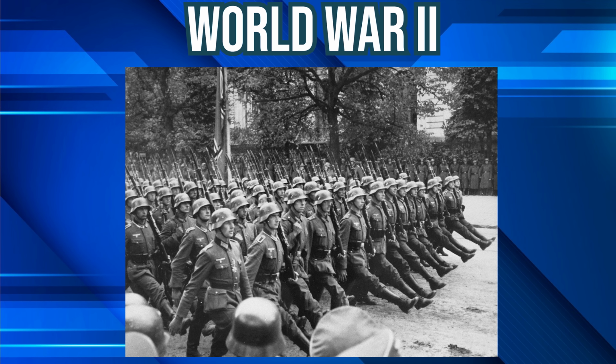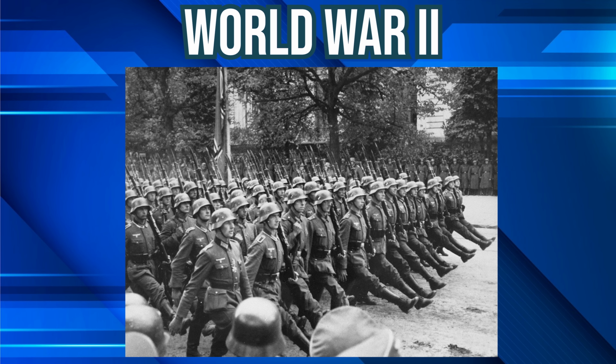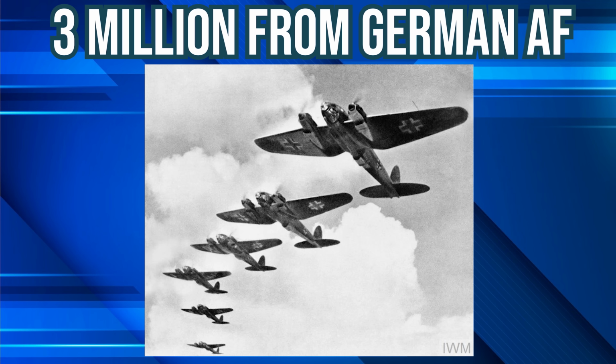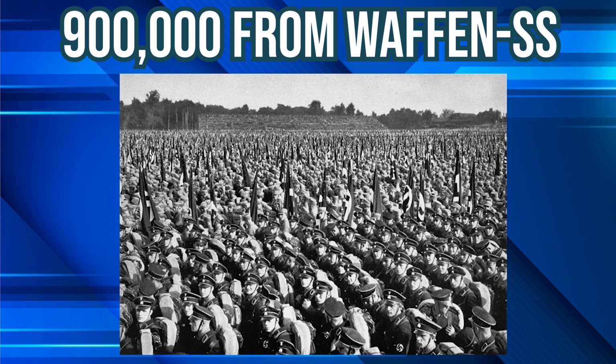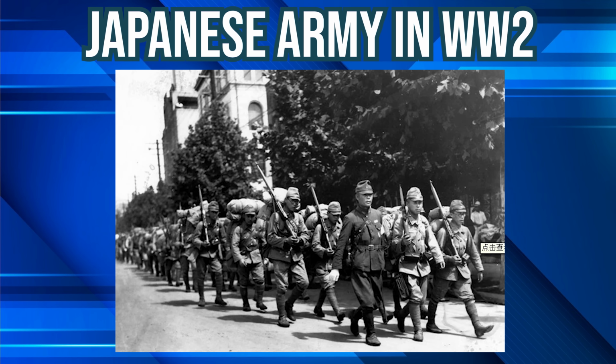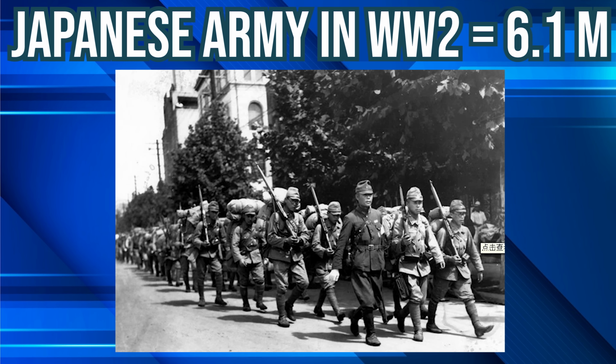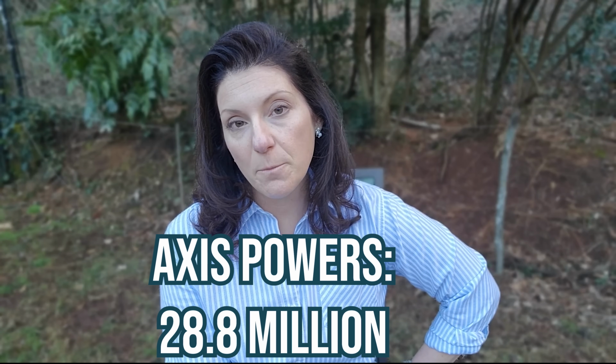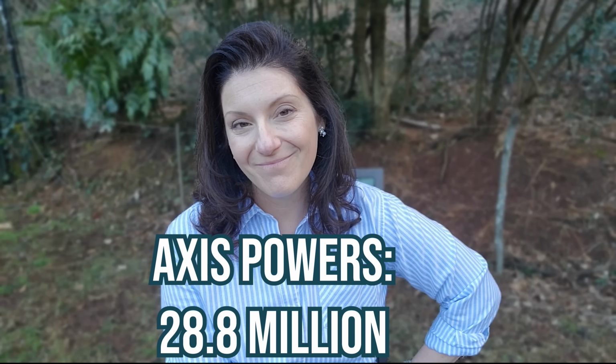Let's harken back to World War II. The combined total here from the German army in World War II is 18.2 million, approximately 13 million from their army, 1 million from the Navy, 3 million from the Air Force, and the Waffen-SS were 900,000. When you look at the Japanese Imperial Army in World War II, their combined total forces was approximately 6.1 million. With the Italians, it was 4.5 million. So when you look at the combined manpower of the Axis, which we fought in World War II, 28.8 million people.